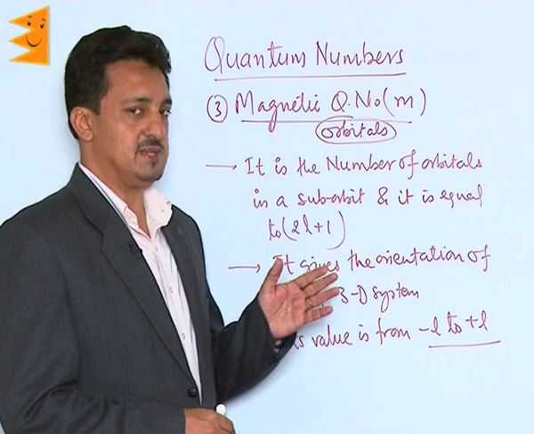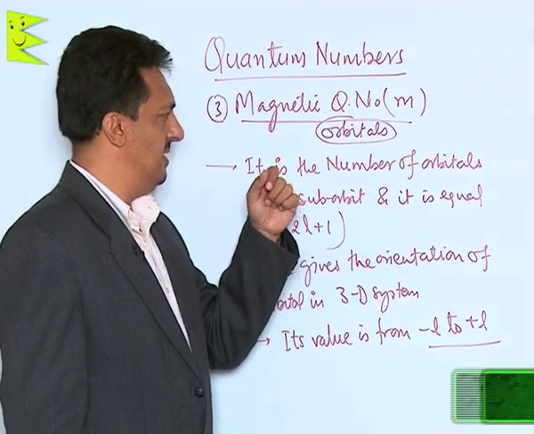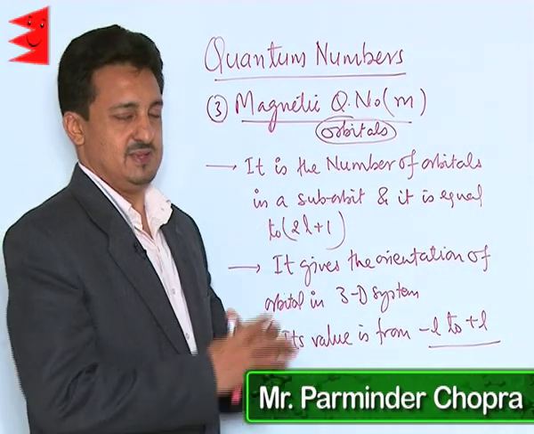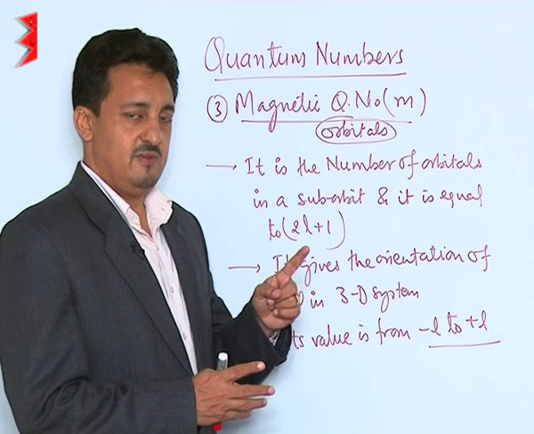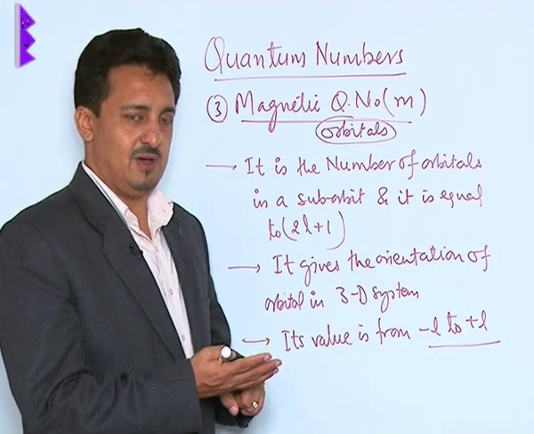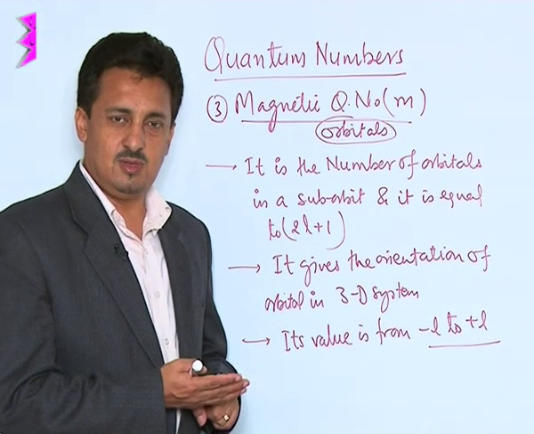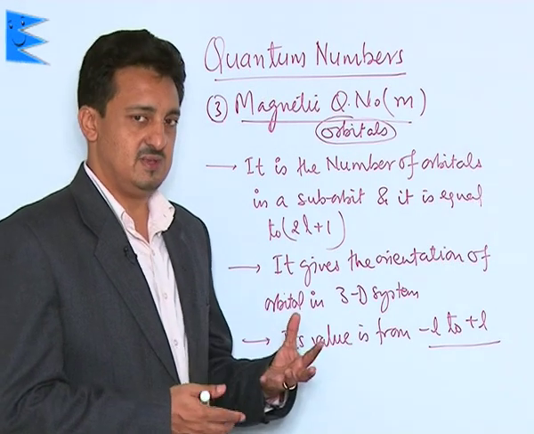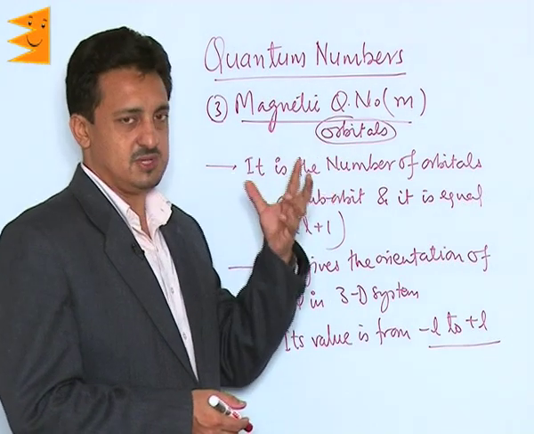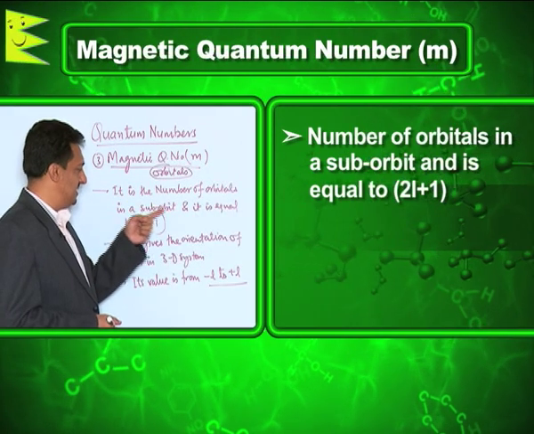The third quantum number is the magnetic quantum number, and its symbol is M. This quantum number mainly talks about the orbitals. We now know that the first quantum number, the principal quantum number, talks about the orbits. The second quantum number, the azimuthal quantum number, talks about the suborbits. And the third, the magnetic quantum number, talks about the orbitals. It says it is the number of orbitals in a subshell.